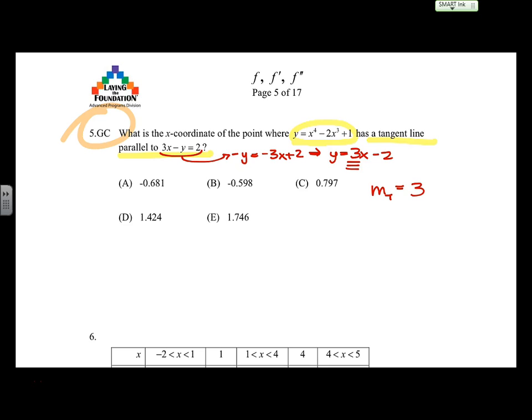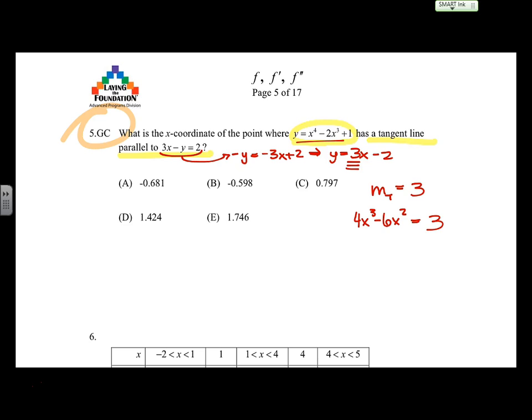Derivatives. All we need to do is get the derivative of the function. So the derivative of this upper function is 4x cubed. Slope of the tangent line is derivative. When you see that, set the derivative equal to 3 because that's what the slope needs to be.